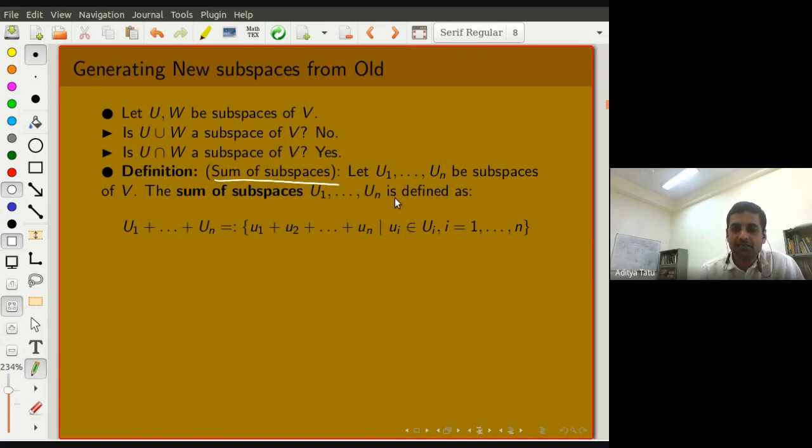Okay, in general, instead of limiting ourselves to only two subgroups or two subspaces, U1 and U2, let us talk about the general case where we are given n subspaces, U1 to Un. And once we have a subspace, remember, we need not worry about scalar multiplication closure. Right? By definition, it is closed.